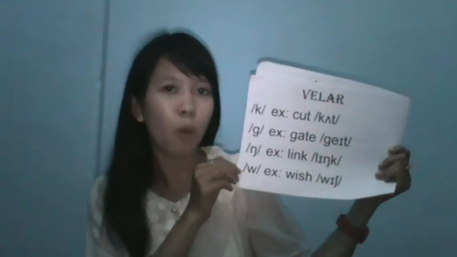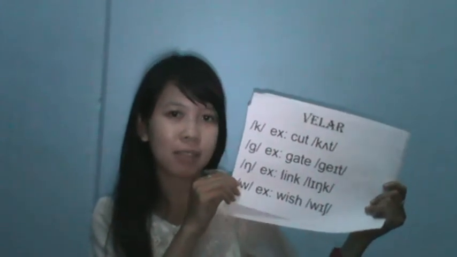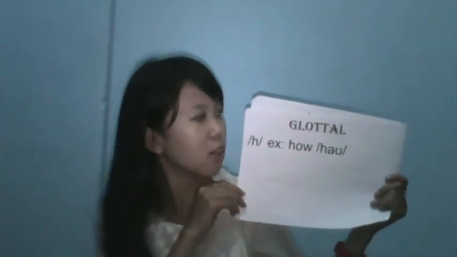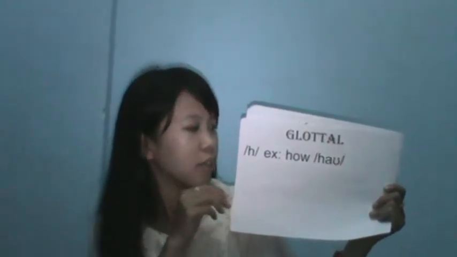The last is the w sound. For example, wish. We are going to the last of consonant. It is glottal. Glottal is a sound articulated around the glottis. For example, the h sound. The example of the h sound is how.